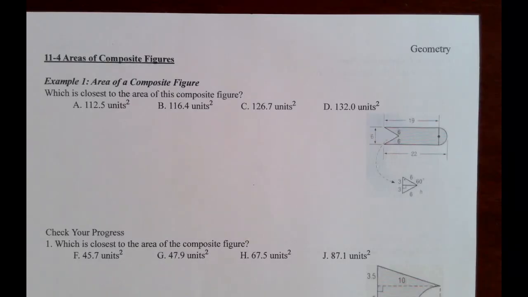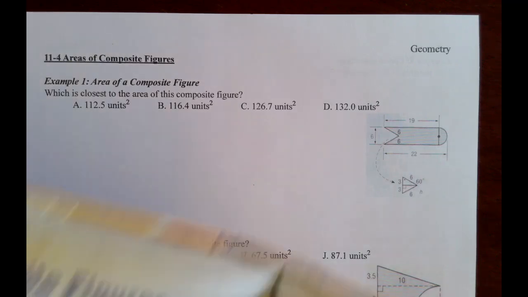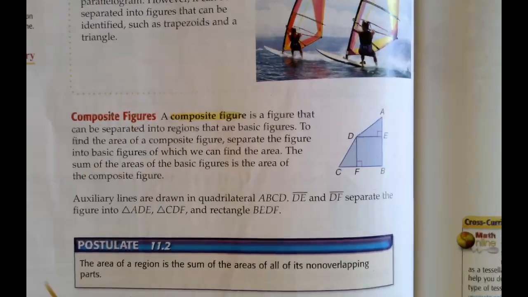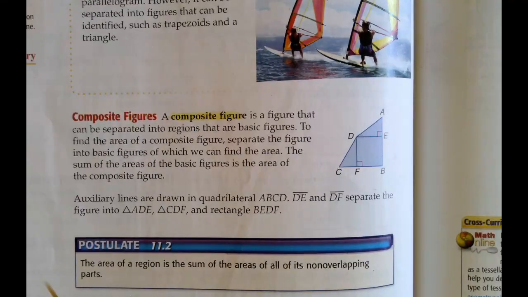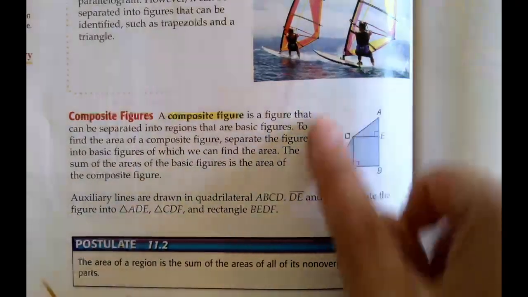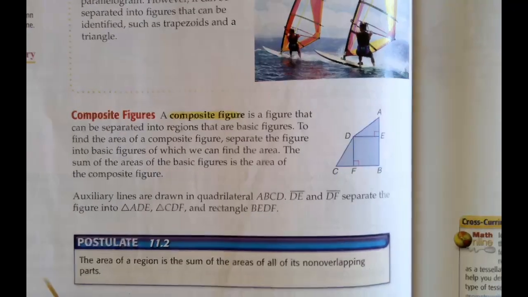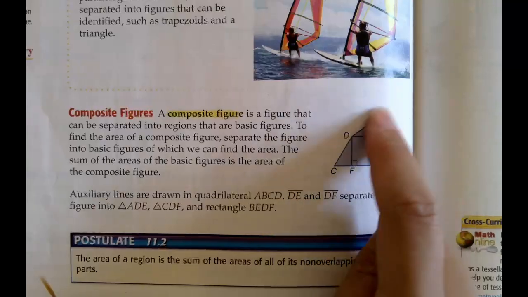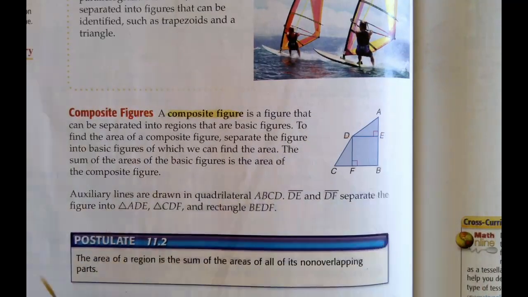Hi guys, so today we're going to be doing the area of composite figures. And before we get started, let's talk about what a composite figure is. A composite figure is a figure that can be separated into regions that are basic figures. For example, here this is a composite figure. It is composed of several different shapes, right? It's composed of this triangle up here, and this square, right?